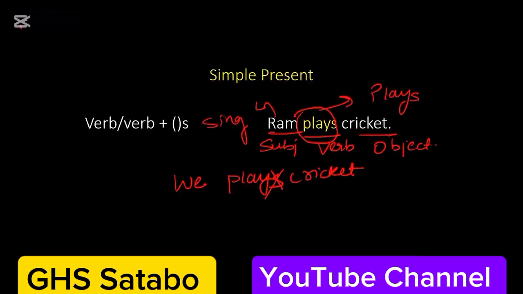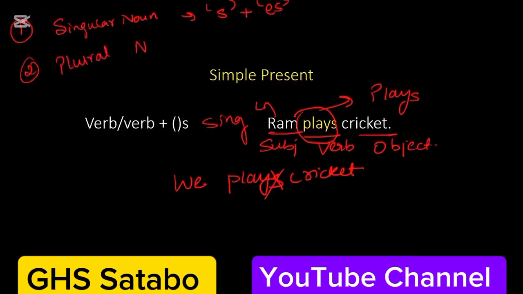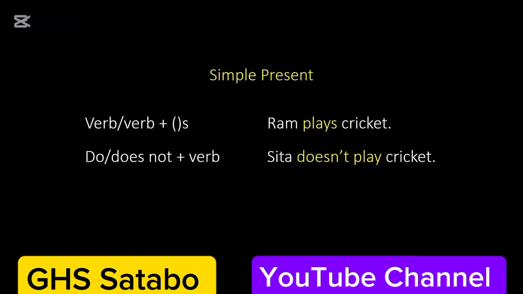So the rule number 1 you should remember: whenever you have a singular noun or a subject, in this case, you will always use S form or ES form. But if you have a plural noun or a subject, you will only have the main verb. Now, let's move on to rule number 2.